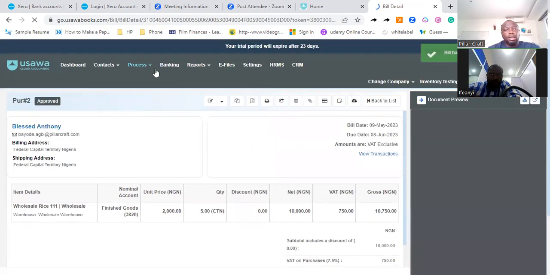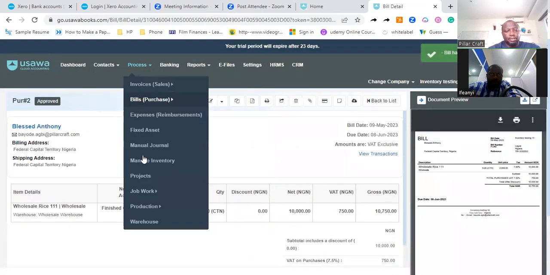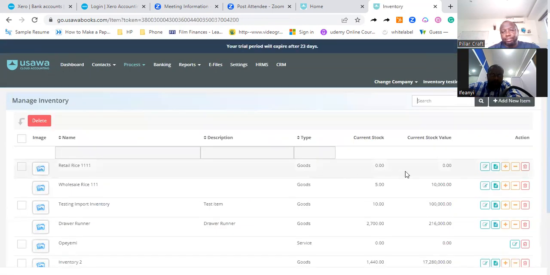So now, in our inventory, we have 5 cartons here. And we don't have anything in the retail. Yes. The challenge is, how do we get to the retail?